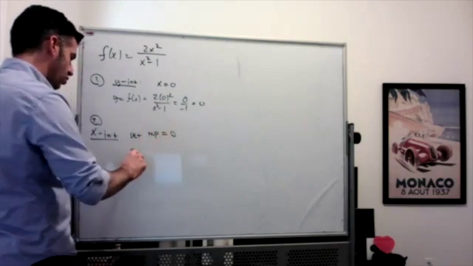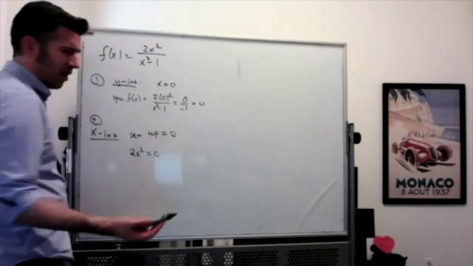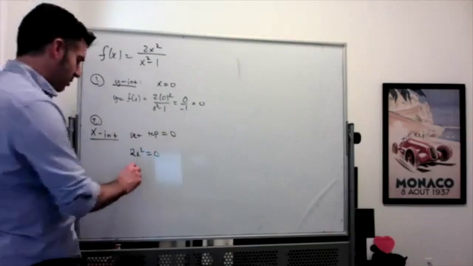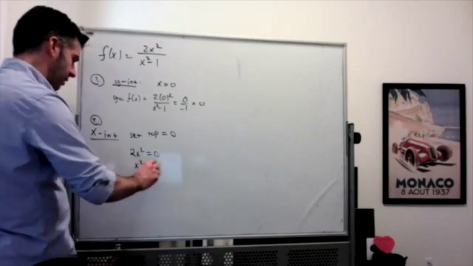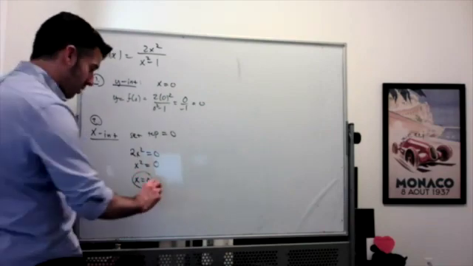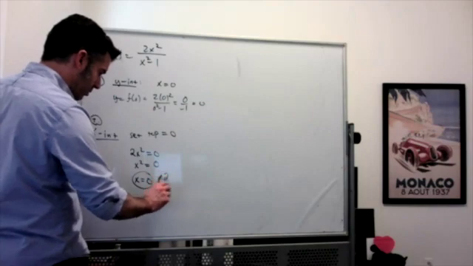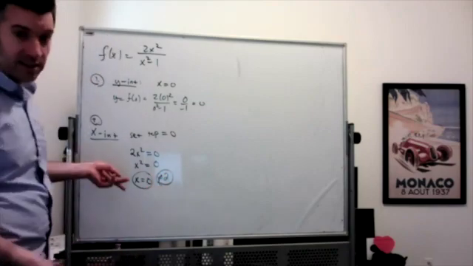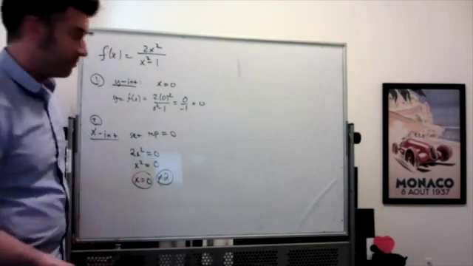So I'm going to set 2x squared equal to 0. And our solution is going to be x equal to 0. X squared equals 0 divided by 2, x equals 0, with a multiplicity of 2. Meaning at this intercept, it's going to bounce.